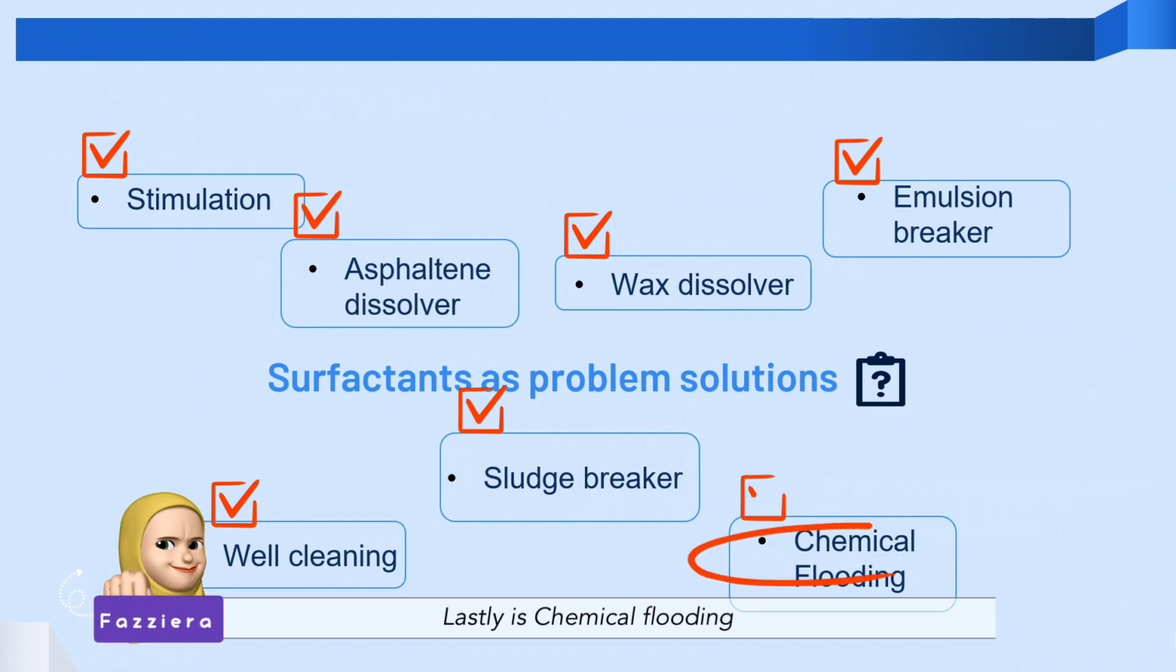Lastly is chemical flooding. Chemical flooding is a method used to obtain more oil after the reduction of the primary production process, which uses natural energy originating from the reservoir itself. Chemical flooding is obtaining oil by injecting material from outside the reservoir.